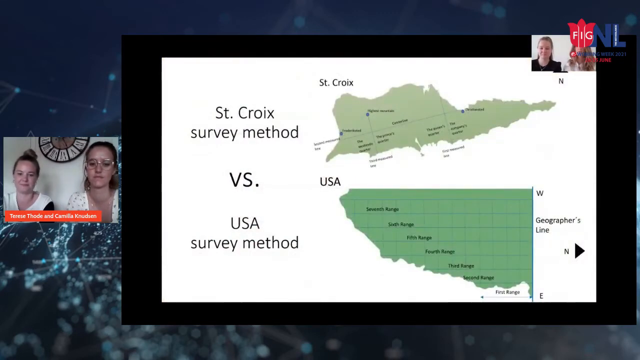If we compare the two surveying methods, the one on St. Croix versus the one in the US, we can see that both surveying methods create these guidelines. In St. Croix, it's called the center line, and in the US, it's called geographic lines. And both methods create these square properties out of the guidelines. So the surveying methods were nearly identical. They just call the guidelines different names, but the meaning of the methods was the same.